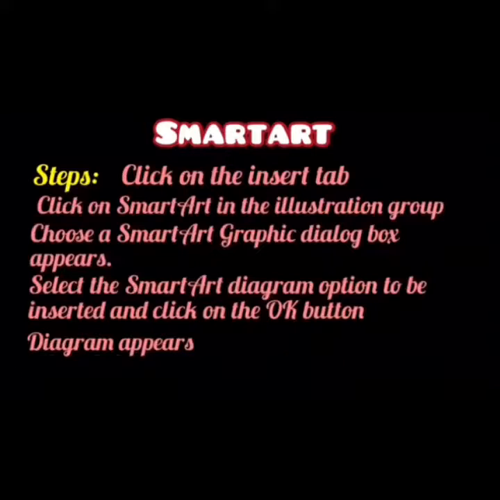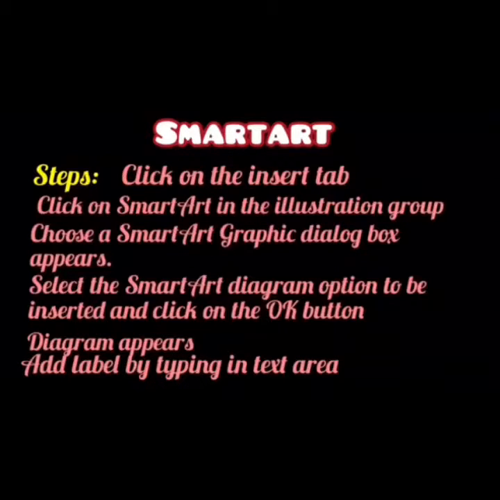And now I want to type something inside it. So how will I do it? I'll just click on that and start typing in the text area. After typing, I want to save this, so I just have to click outside. Now everything is done. So the SmartArt with the text, whatever you have filled, will be appearing in the document.